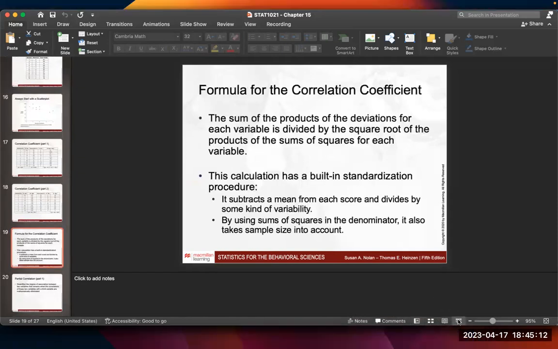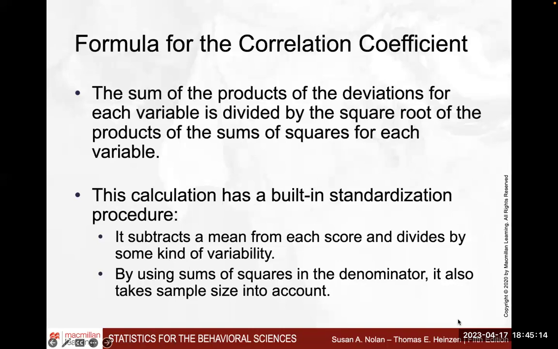Okay. So it's the sum of the products of the deviations for each variable divided by the square root of the products of the sum of squares for each variable. This calculation has a built-in standardization procedure, and this is what I meant with it basically fits that line through. Think of it as the line of best fit. It fits a line through. You basically have that variability around that line.